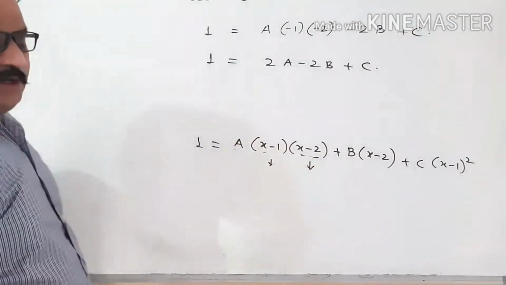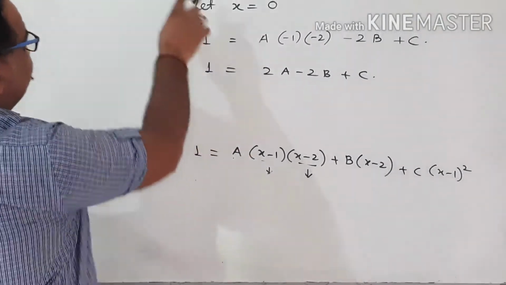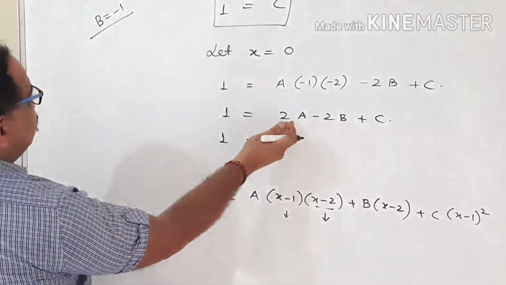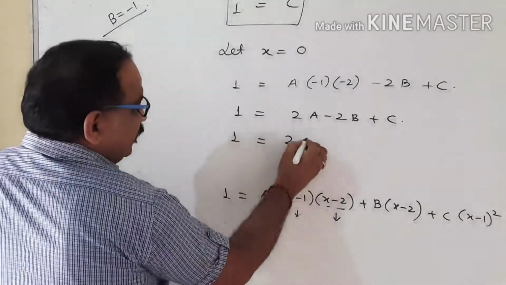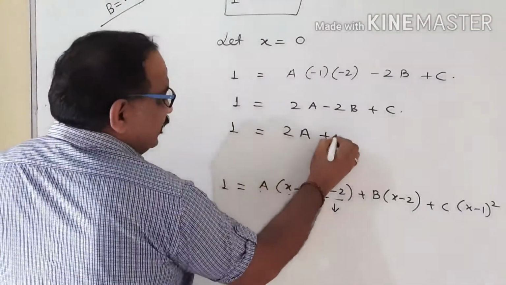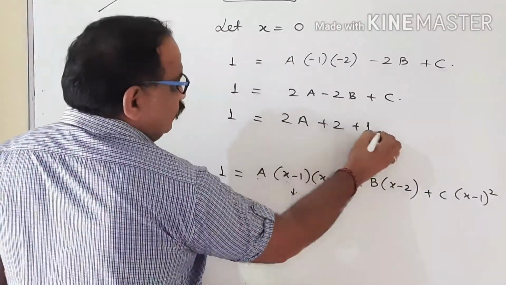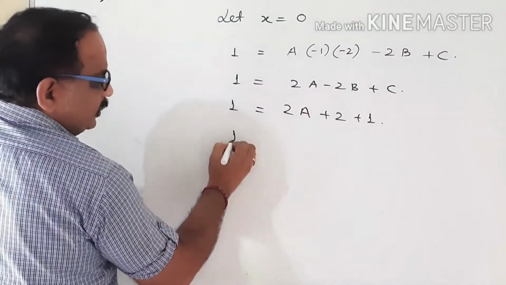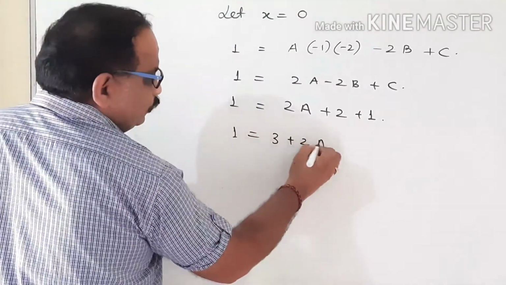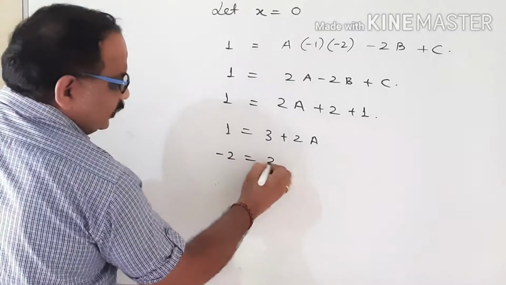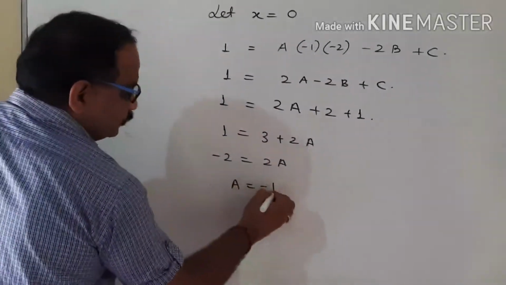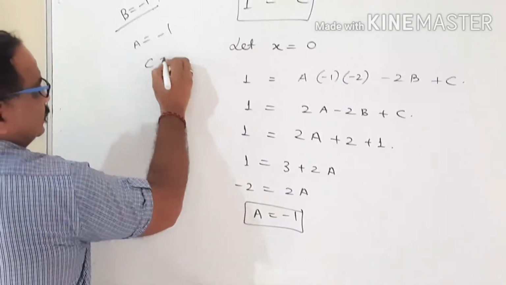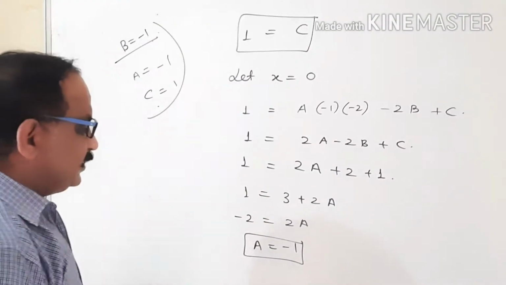This is an equation in a, b and c. Out of them, b and c are familiar for us. We should substitute them. So 1 equals a is what? We have to calculate. B is what? Minus 1, it becomes plus 2. C is plus 1. Now we have to find out a. Say it is 1 equals 3 plus 2a. 3 should be there. Minus 2 equals 2a, and a equals minus 1. Now we have all the three values. These are a, b, c we have.